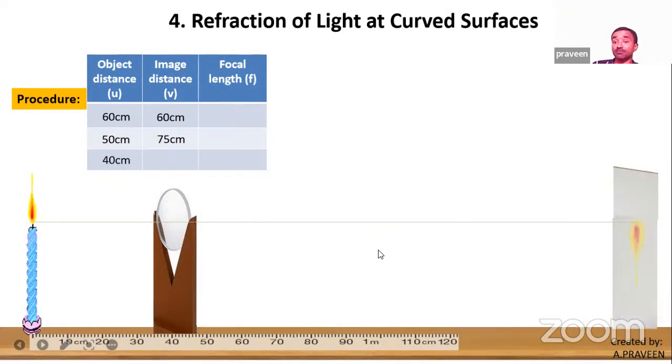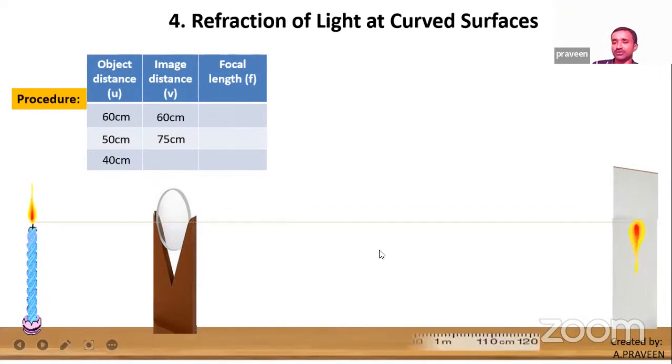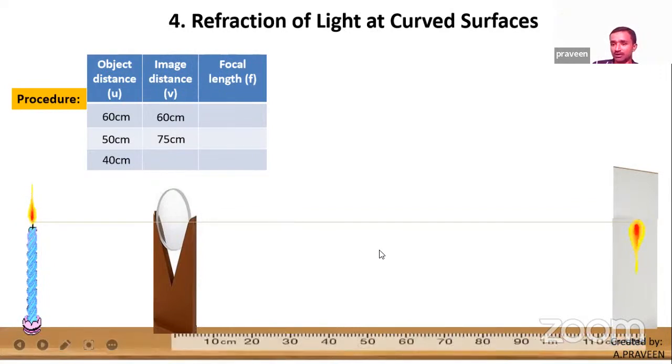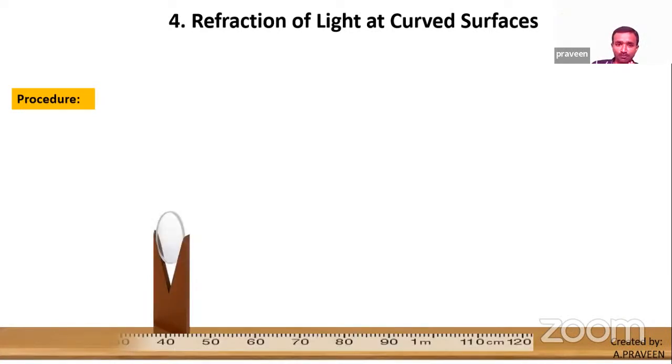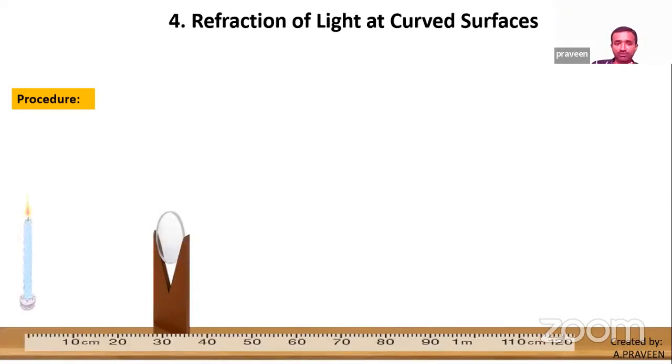The image is obtained on the screen again. Then put your scale and measure the distance. Almost it is 120. So note that down in the table. Noticed. Then change the position. So 40, next 30. The object is now placed at 30 centimeters from the lens.